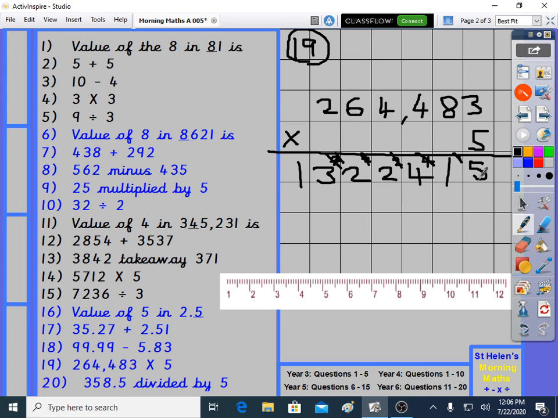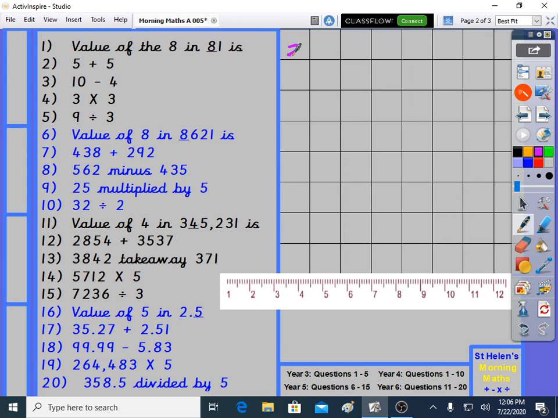Right, let's put some commas in. 3 from the end, 1, 2, 3, and then another 3 from the last comma. So how do we say this? We have a millions comma in this one. 1,322,415. And we have one more question to go. Question 20.